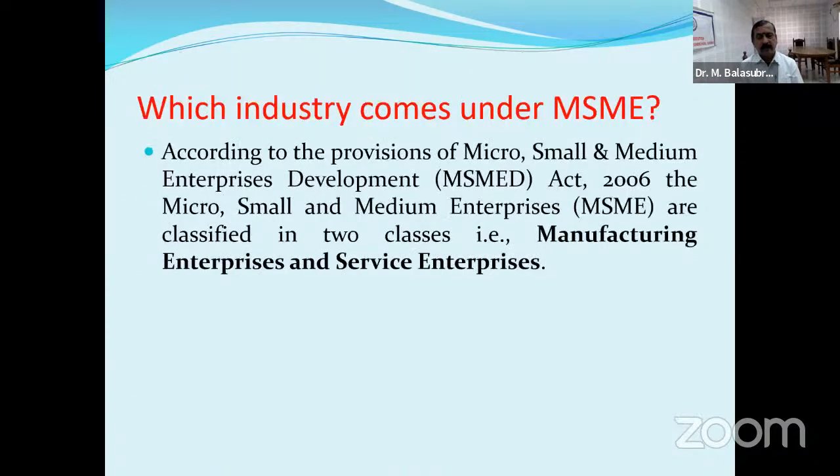Which industry comes under MSME now? According to the provision of the Micro, Small, Medium Enterprises Development Act of 2006, the micro, small, medium enterprises are classified into two classes: manufacturing and service enterprises.